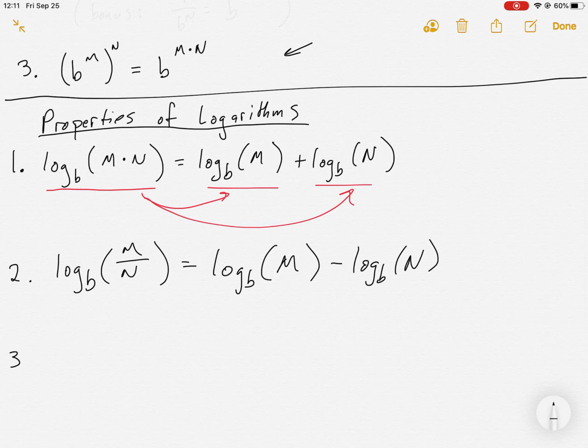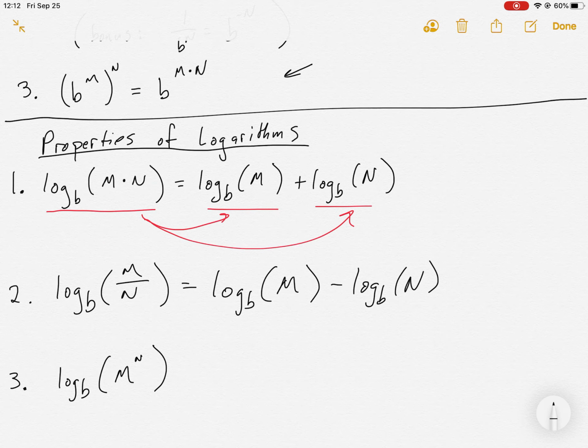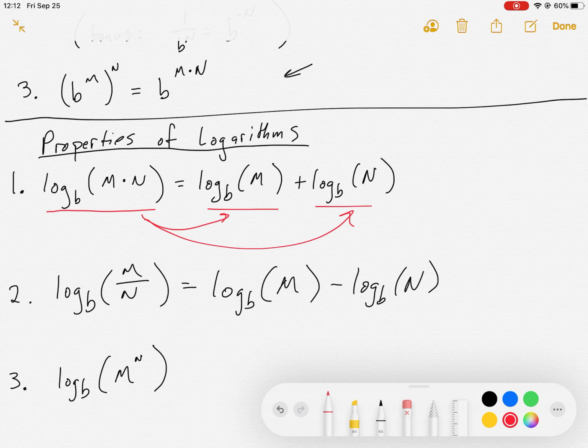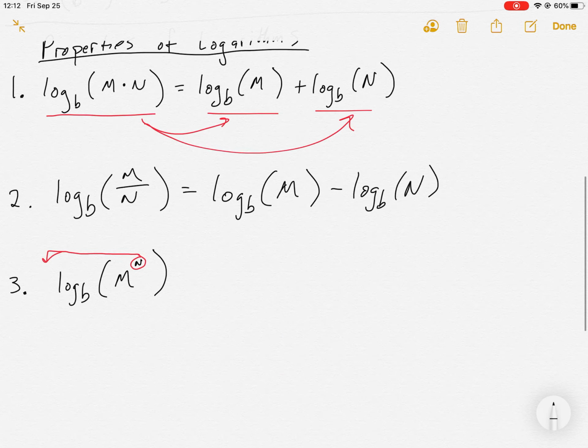And then the last one has to do with an exponential on whatever's inside the logarithm. In this case, this is the only one that's really significantly different from the exponential situation. This n up here in the exponent actually gets sort of dragged over to the side and dropped out front. So this ends up becoming n times log base b of m.